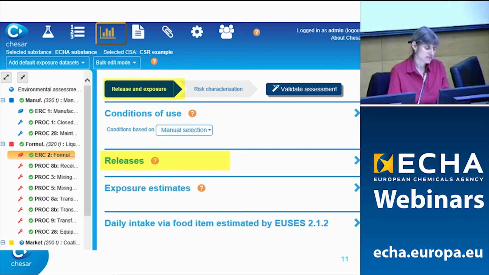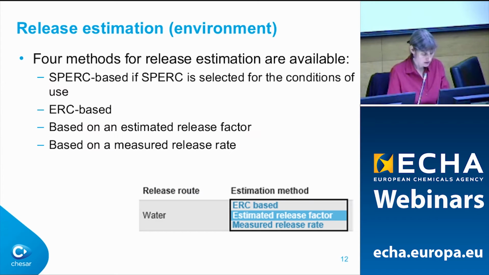Now we'll go to the next section on the release and exposure part. So the release part for the environment, specific to the environment. You have seen on the left side, I've selected a contributing scenario for the environment. There are 4 methods for release estimation available in Chesar. It's like in Chesar 2. It can be SPERC-based if a SPERC has been selected for the conditions of use. It can be ERC-based, or it can be based on an estimated release factor. And it can also be based on a measured release rate.